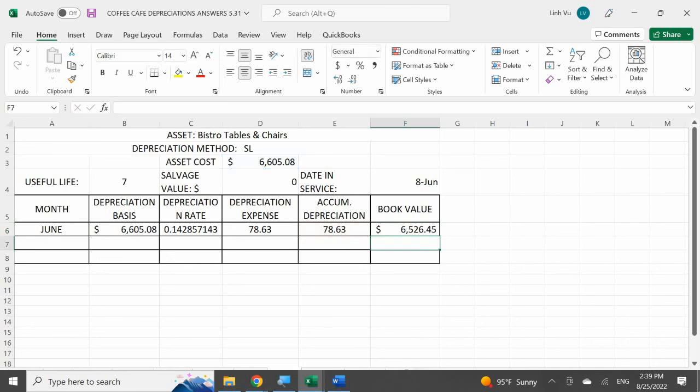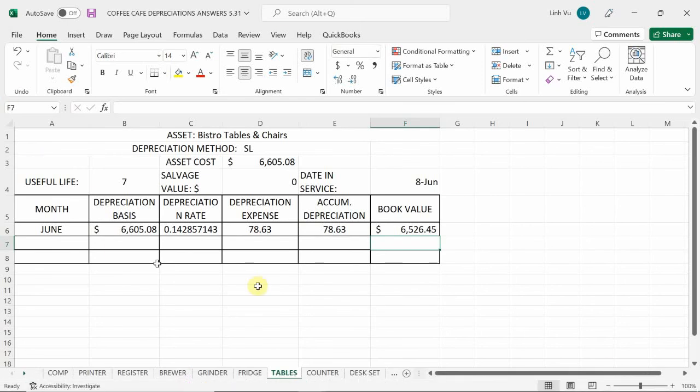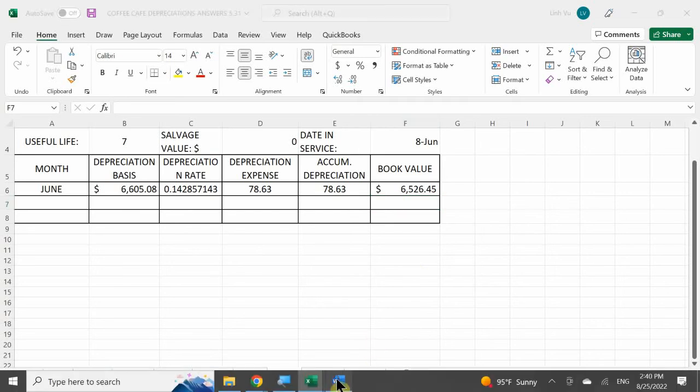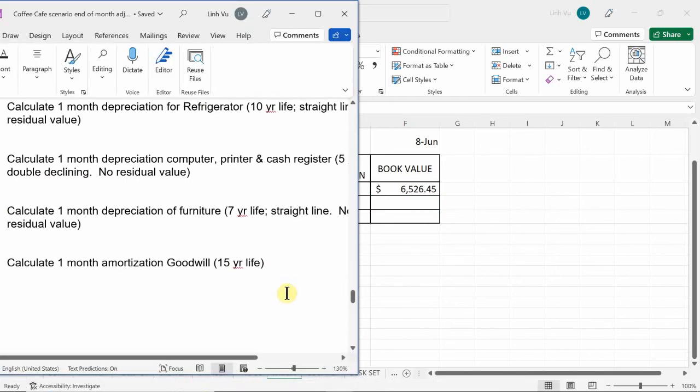6,526.45. Now, since this entire worksheet is already filled, there's no point to keep going through the rest of it. So I do apologize. Again, these were supposed to be blank, so we would practice the depreciation. Okay, so I do apologize for that.